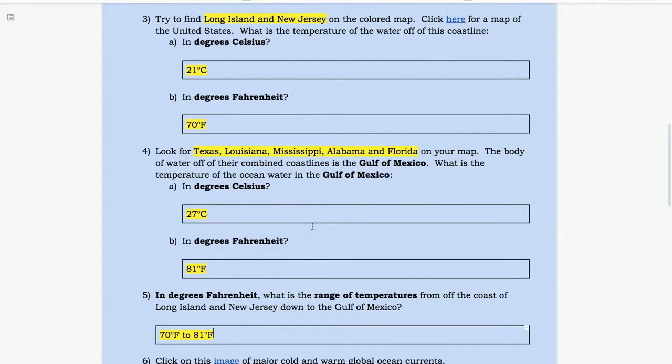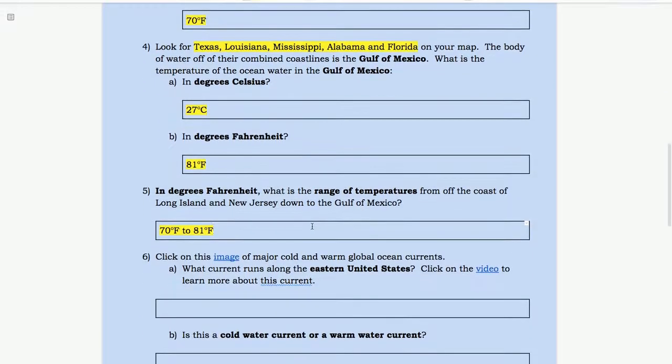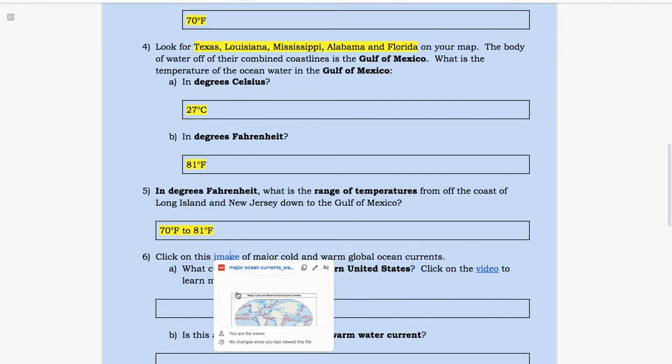So 70 degree Fahrenheit water is pretty cool. That's colder water. It would not be that comfortable to swim in 70 degrees Fahrenheit water. 81 degrees Fahrenheit is very warm water. And we want to identify the ocean current that is running along the eastern coastline of the United States that is causing this temperature of ocean water. So it says, click on the image of major cold and warm global ocean currents.